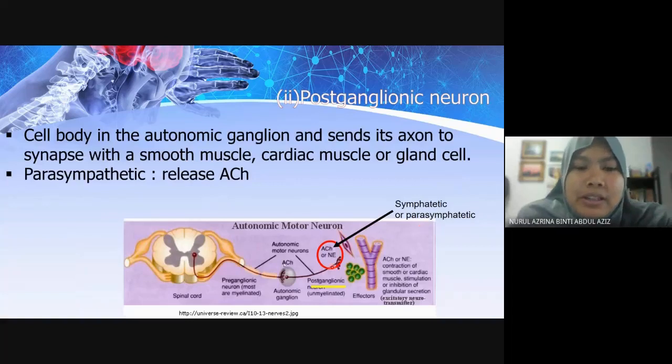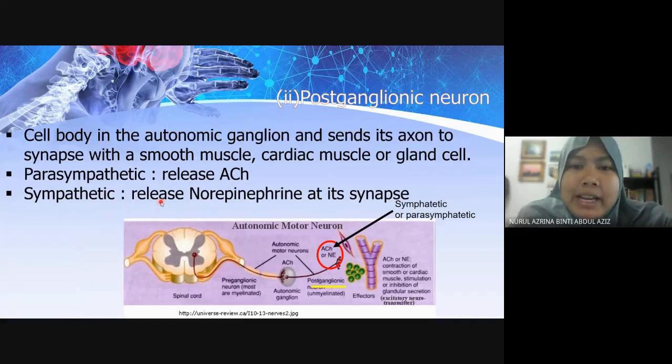As for postganglionic neuron, postganglionic neuron yang ini. For postganglionic neuron, the cell body is in the autonomic ganglion and sends its axon to synapse with smooth muscle, cardiac muscle or gland cell. And for parasympathetic, it will release acetylcholine at the synapse. Untuk parasympathetic, dia akan release acetylcholine. As for sympathetic, it will release norepinephrine at its synapse. So ni, NE, norepinephrine at its synapse.